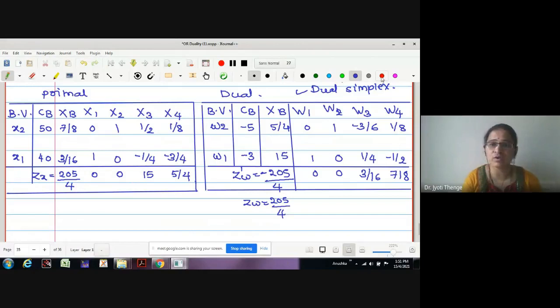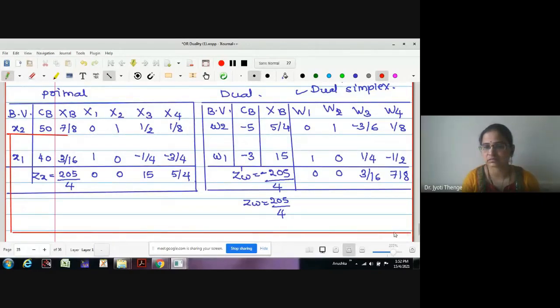Now what we are going to do is correlate all the values. How can I correlate the values? Just check. This 7 by 8, I will take it like this, comes here. What about 3 by 16? This 3 by 16 comes here. Correct?